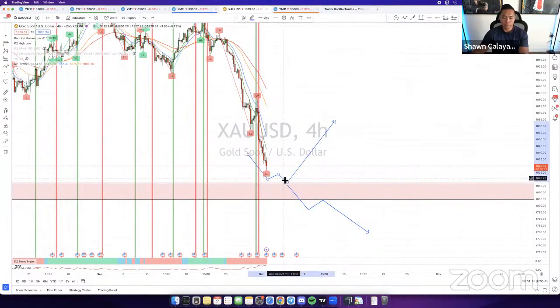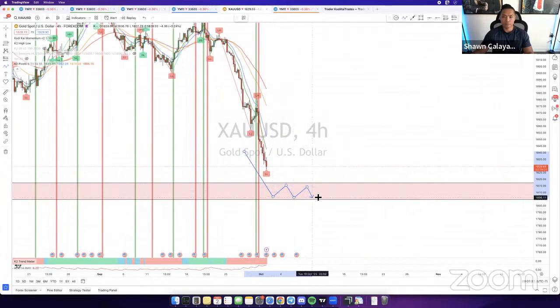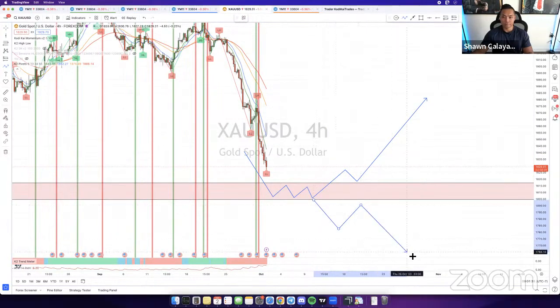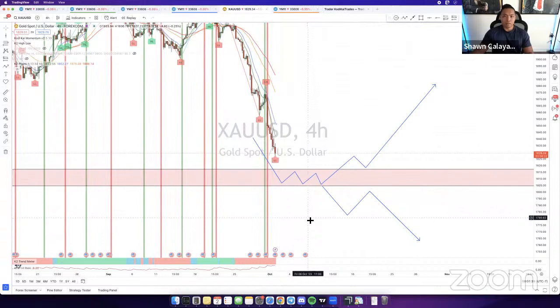Second scenario is price will break below and retest. Third scenario, which is very likely as well, is the price will break into this area and then just go sideways for a bit, and then eventually it'll correct back up depending on the interest rate news, or it'll just continue dropping. So it's a tricky area right here to trade in.